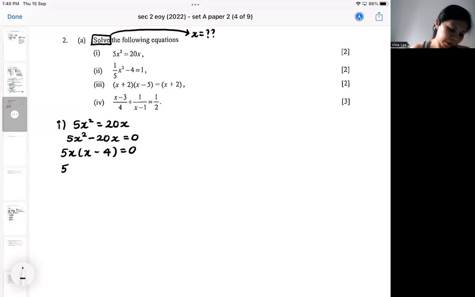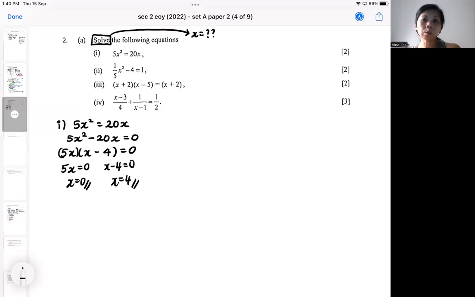So you will get the first bracket equal to 0, second bracket equal to 0. So that's just a quadratic equation. So those who do wrongly, okay, so the wrong one, what do you do? So a lot of you, first of all, you look at the 5 and 20. You realize that, oh, I can simplify, and that's correct.